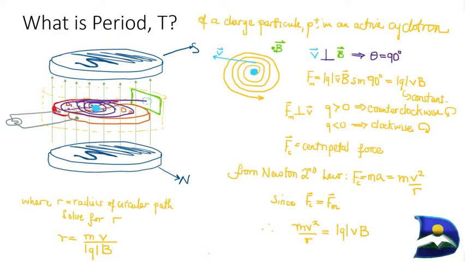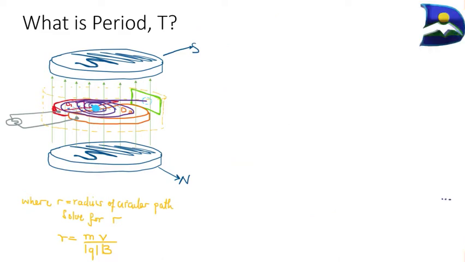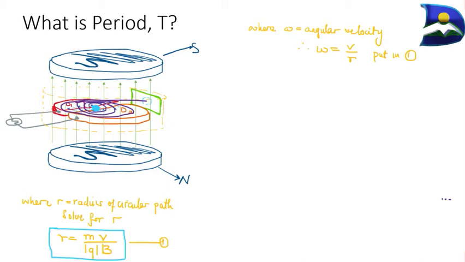So once we've determined the radius of the circular path, the next step is to determine the period based on the angular velocity. We notice the angular velocity is equal to the velocity of that particle divided by the radius of the path. Since we put this in equation 1, which is the radius of the path, we can express this equation in terms of the angular velocity.